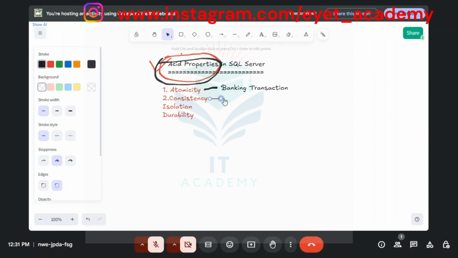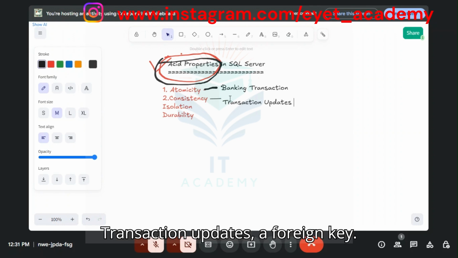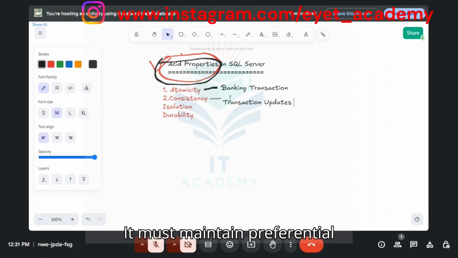Example, a transaction updates a foreign key. It must maintain referential integrity.